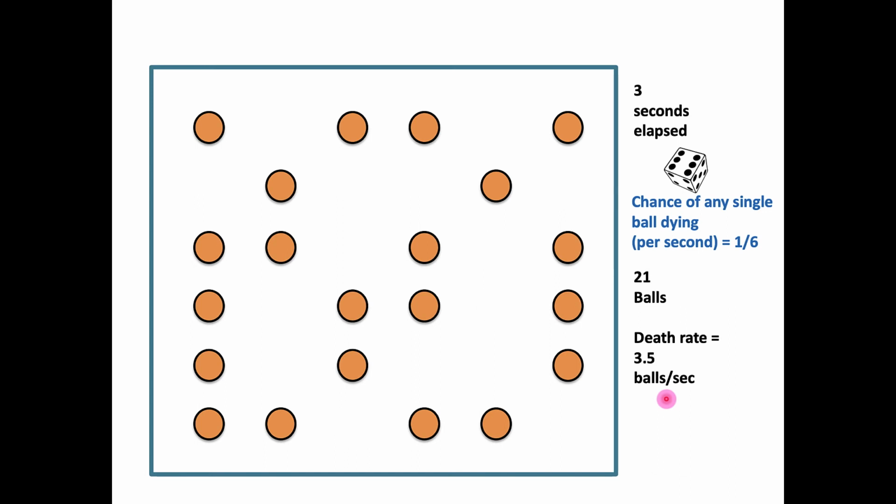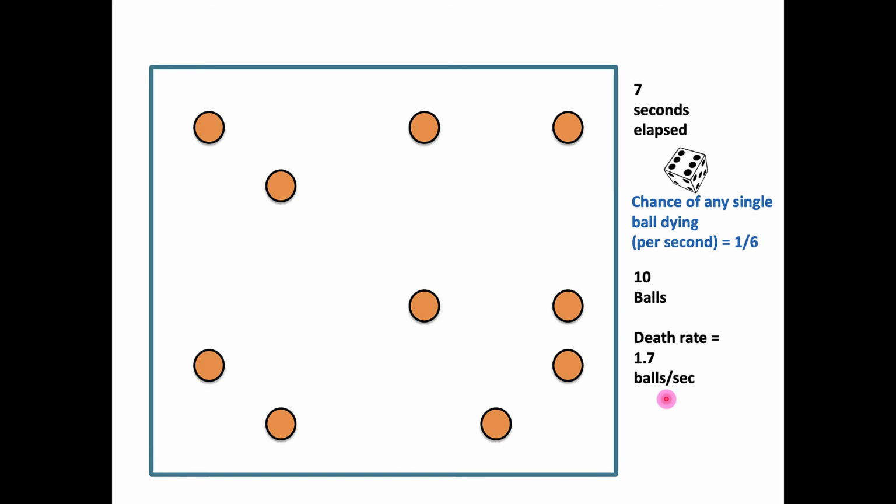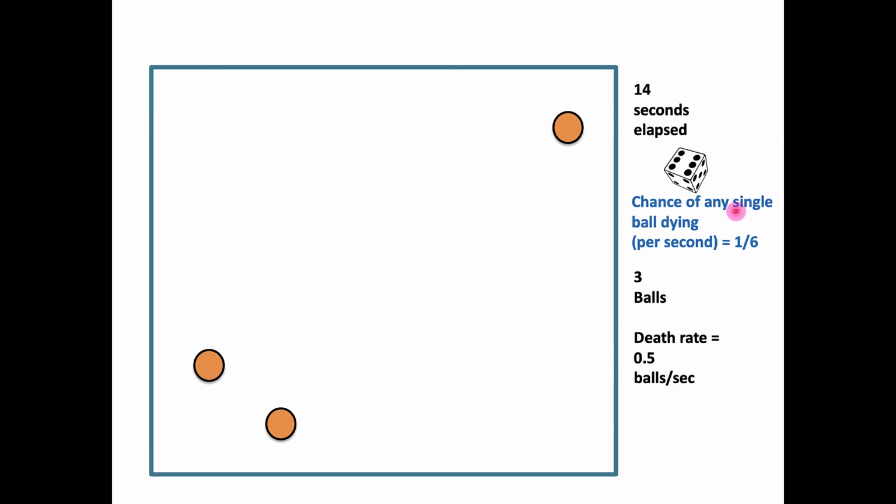Now I'm just going to keep clicking through this at the rate of 1 click per second, and we see the balls disappearing. Again, the internal death rate, the chance of any single ball dying per second, is 1/6, because that demon is in there with his die, rolling it once every second, and if it comes up a 6, that ball is going to blink out. But the population death rate is slowing down dramatically.